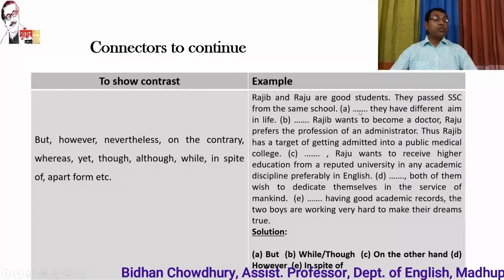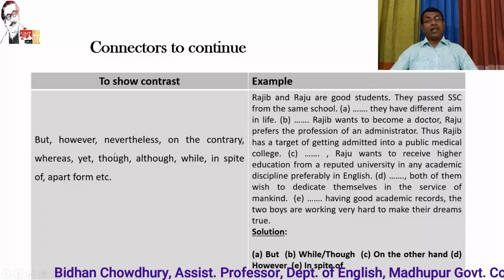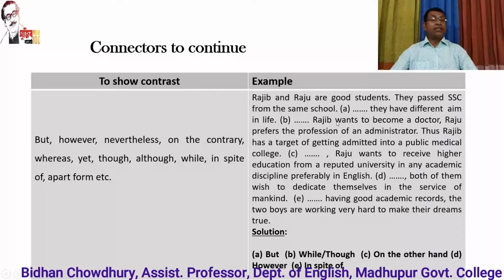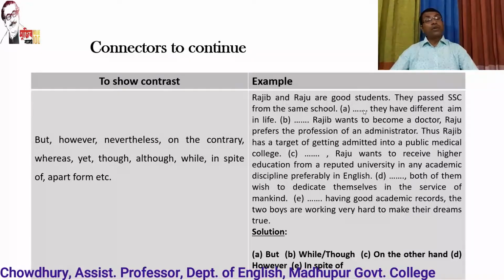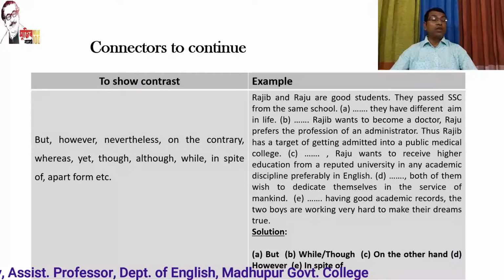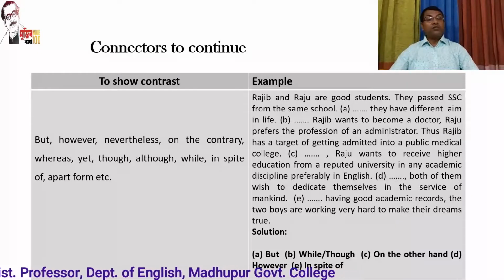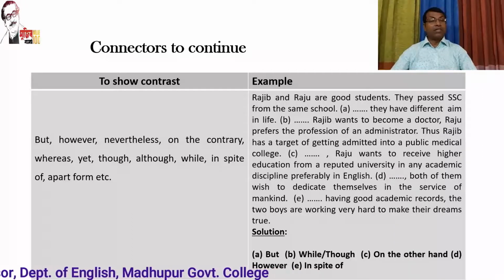Rather, you should use but in the first gap, then come to however or nevertheless or whereas or yet. Just try to bring about a variation in the use of connectors. That will be very good for you. The teachers will be pleased to see the variation of using connectors in your writing. That is very important, my dear student.